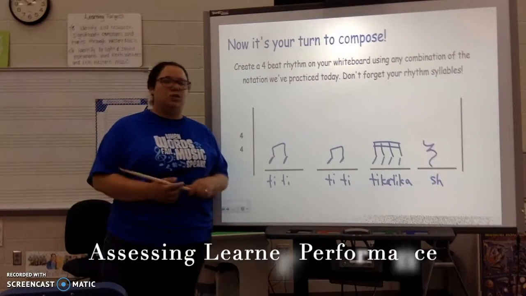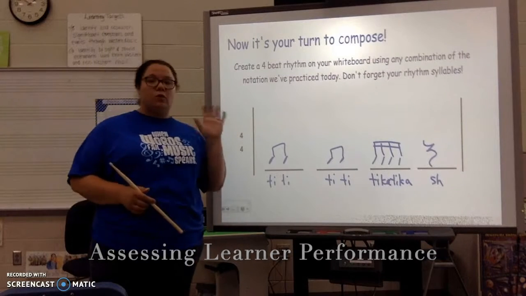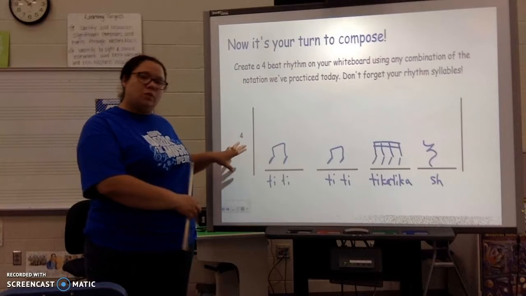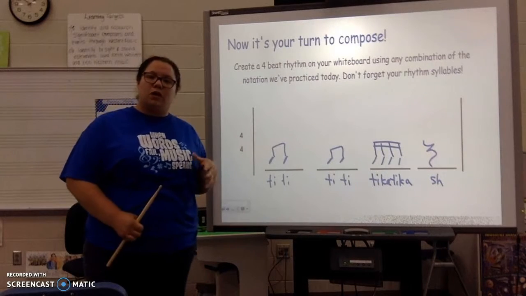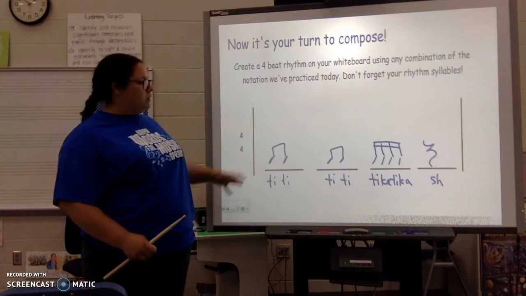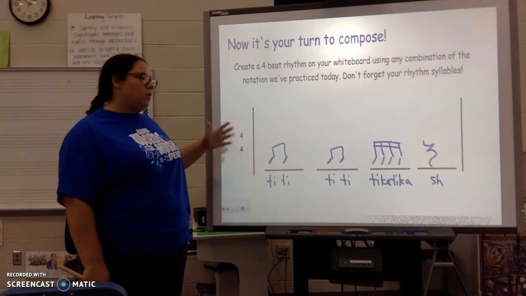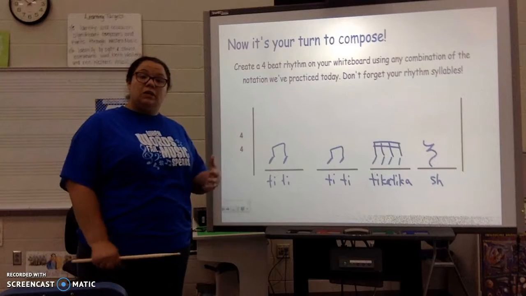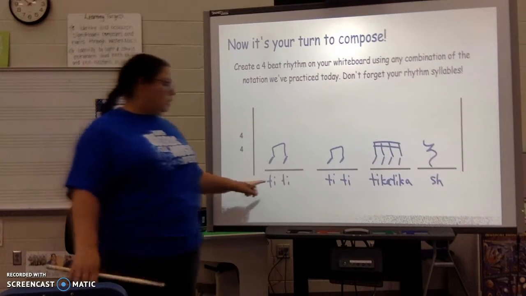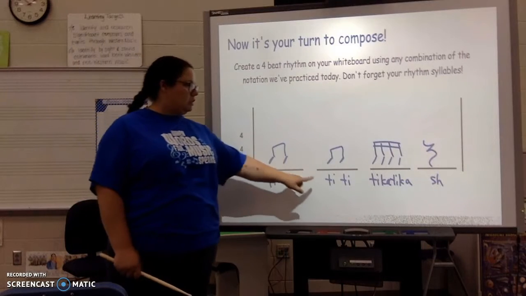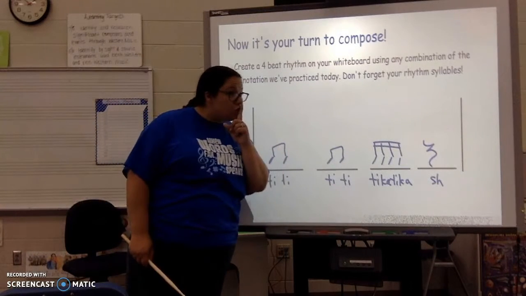All right, guys, so now you have created your own 4-beat rhythm on your whiteboard. So we're going to put one of yours up here on the board, and we're going to perform your great composition. So this is Bobby's rhythm up here. So let's read it together first. 1, 2, ready, go. T, T, T, T, tika, tika, shh.